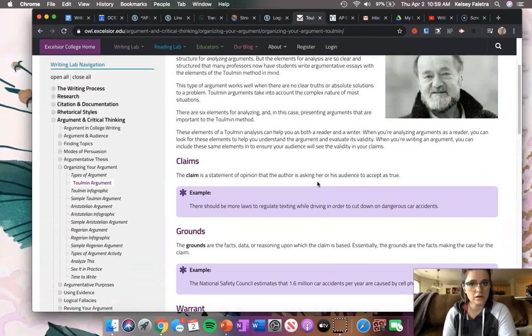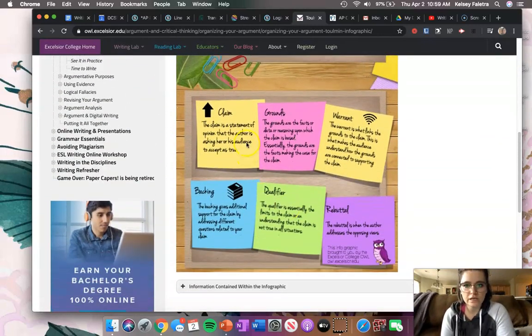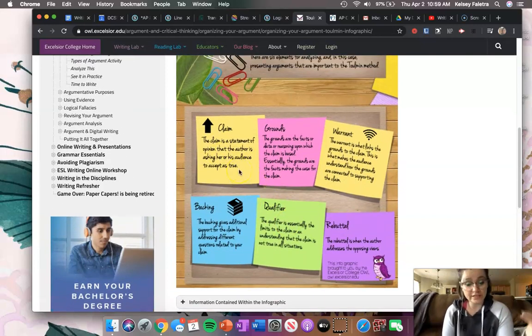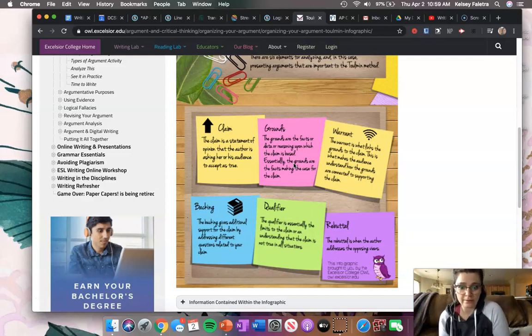This sounds like a lot, but looking at the infographic here, the claim is a statement of opinion, so that's your thesis, your argument. The grounds are the supports, the facts or data or reasoning upon which your claim is based. The warrant is what links the grounds, the support and the evidence, to your claim. The backing gives additional support for the claim by addressing different questions. So this is your commentary. The grounds are your evidence, the backing is your commentary, and the warrant is your commentary and line of reasoning.